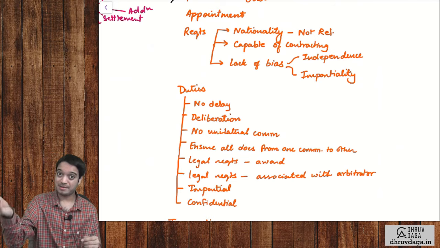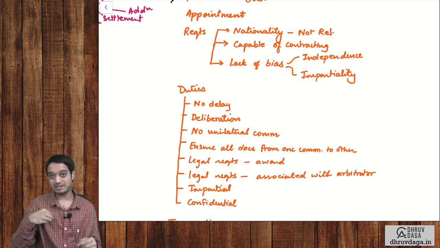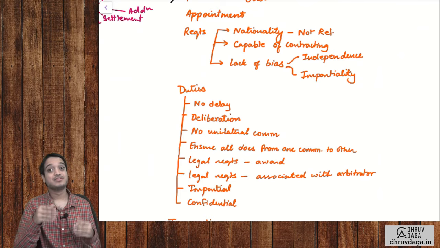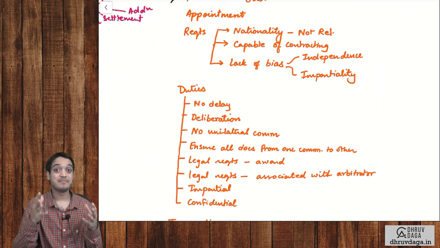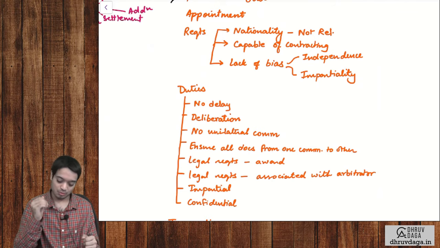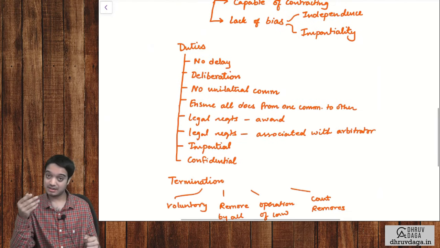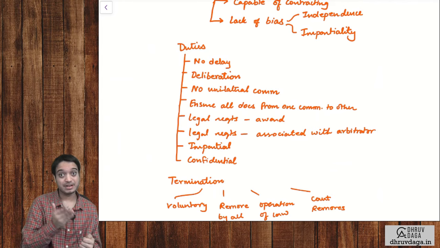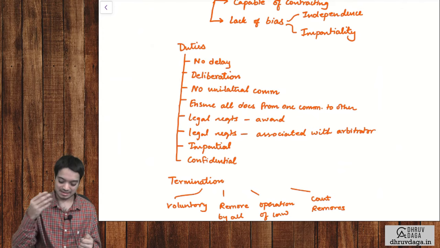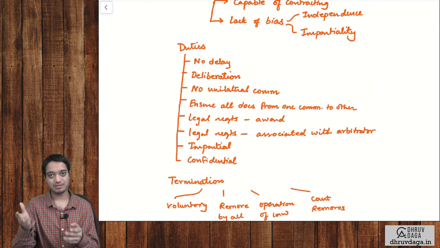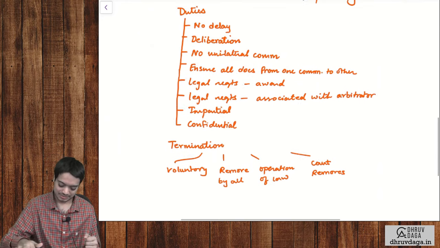If the arbitrator receives any communication from one party, then the arbitrator needs to pass on that communication to the other party. This will also help the other party to provide a maximum argument against all the points, and it will make arbitration very fruitful and successful. Complying with legal requirements is very important. The arbitral award, the arbitrator himself, and the entire proceedings all need to comply with legal requirements. Impartiality and confidentiality are basic things for an arbitrator to ensure.